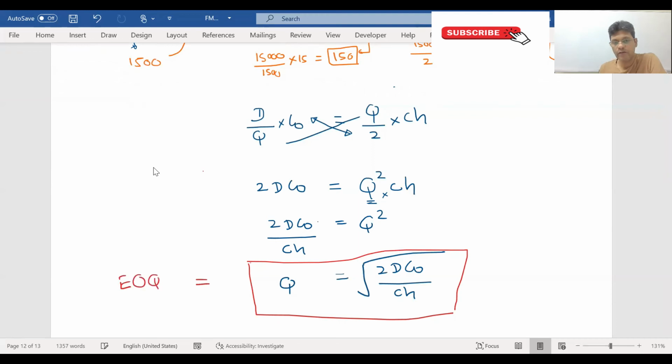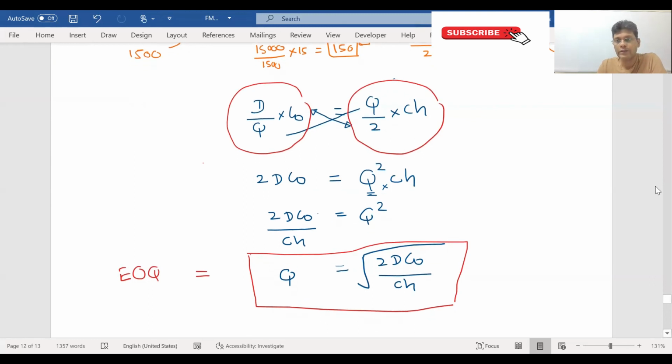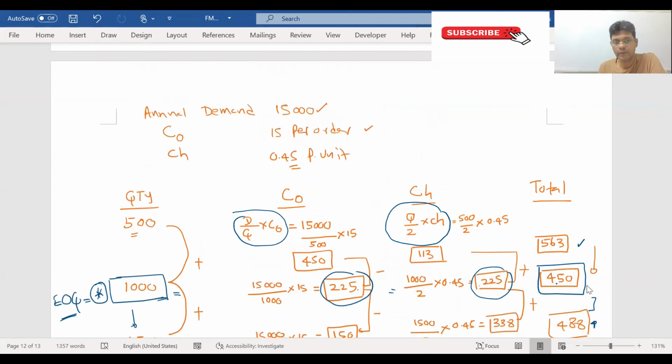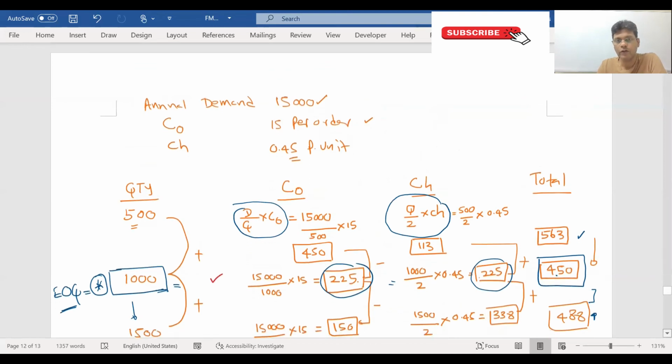So simply we derived this equation based on these two basic equations, holding cost and ordering cost. Ordering cost and holding cost should be equal to reach the minimum cost as we explained here, so that you can achieve the optimum stock level. When you substitute into this equation, the square root of 2DCo divided by Ch, the economic order quantity, you should get 1000.